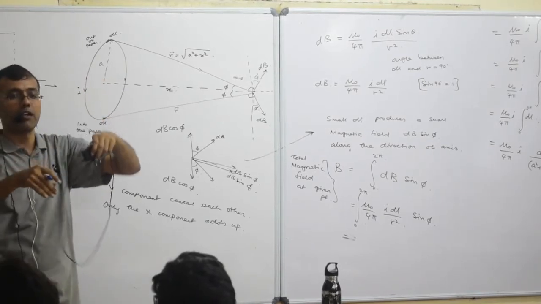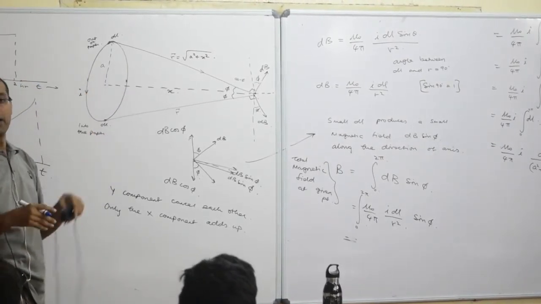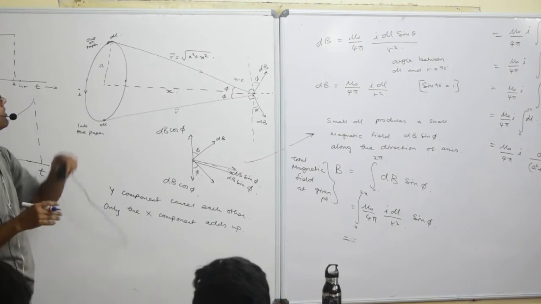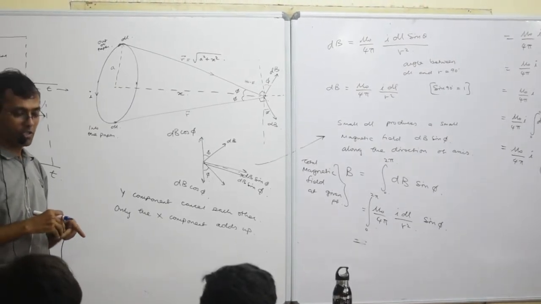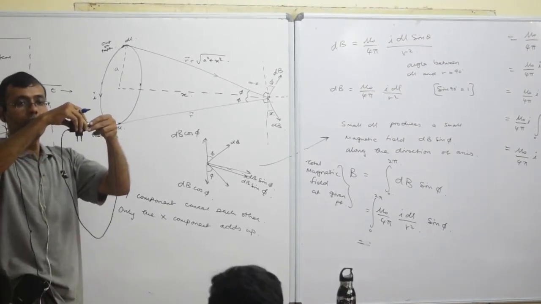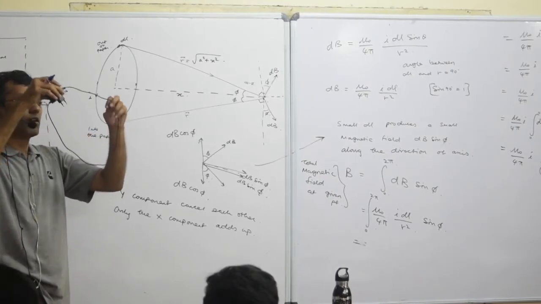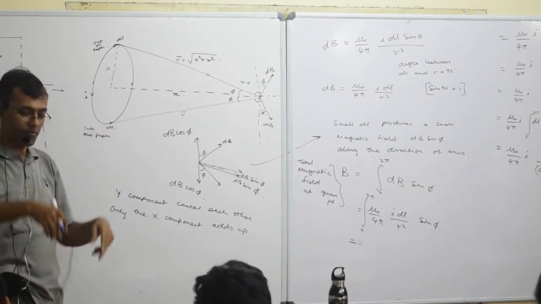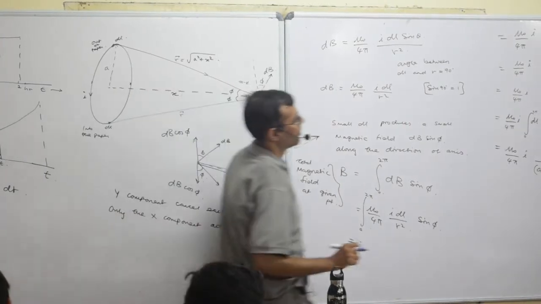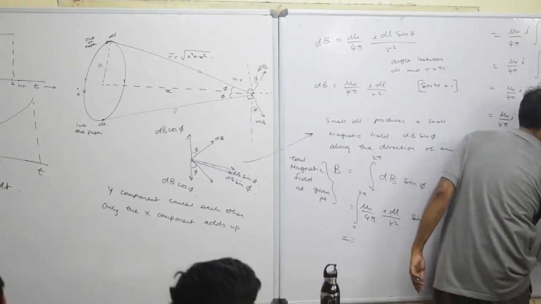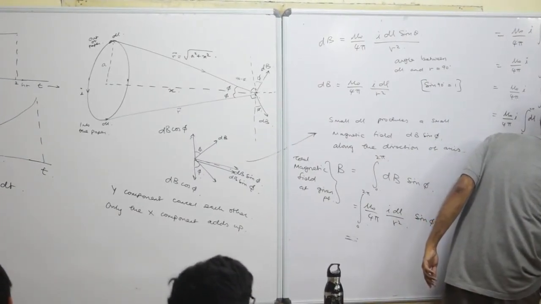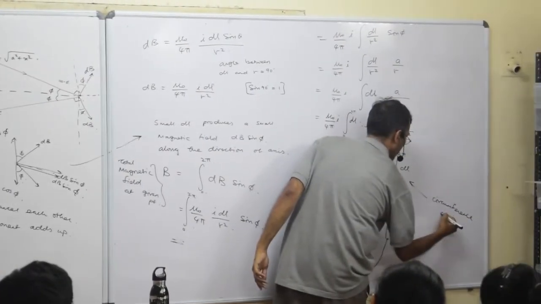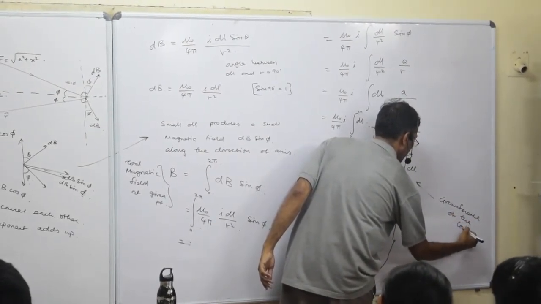2 pi r, right? Or 2 pi a. Because they are given the radius as a, that means your entire length is going to be 2 pi a. Is that clear? 2 pi r is the circumference. So that means this is nothing but the circumference of the loop.